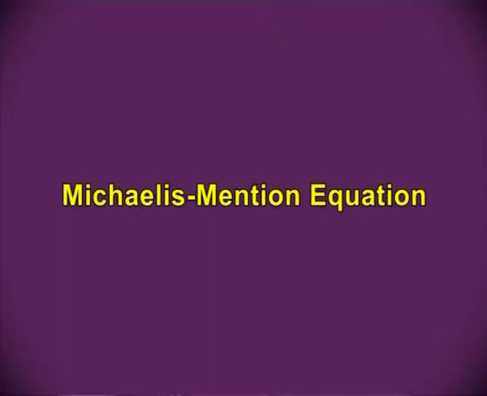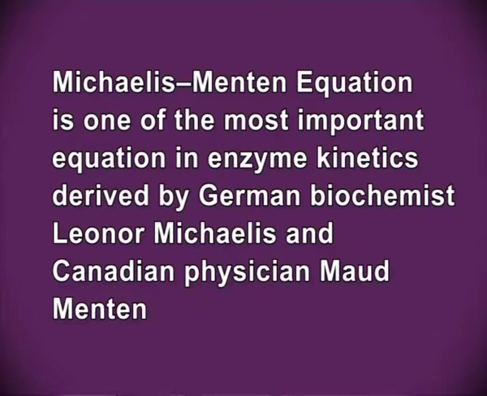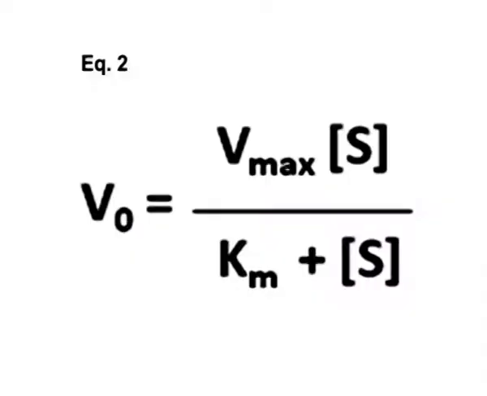Michaelis-Menten equation. The Michaelis-Menten equation is one of the most important equations in enzyme kinetics, derived by German biochemist Leonhard Michaelis and Canadian physician Maud Menten. The equation was derived based on the basic hypothesis that the rate limiting step in an enzyme catalyzed reaction is the conversion of the enzyme substrate complex ES into the product P and free enzyme. The Michaelis-Menten equation is given below as equation 2.